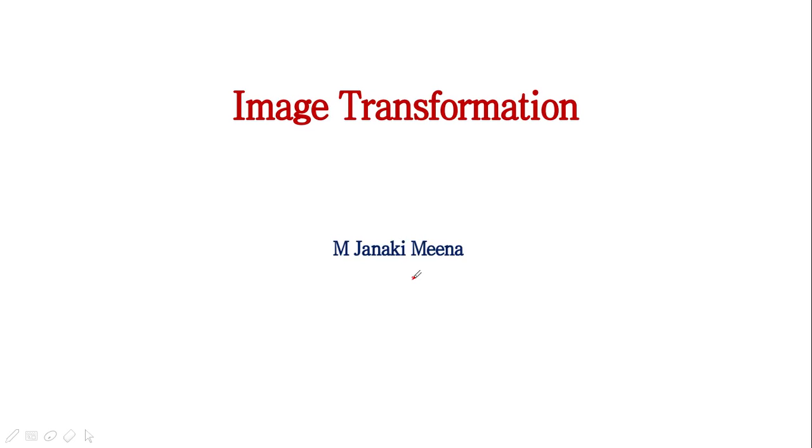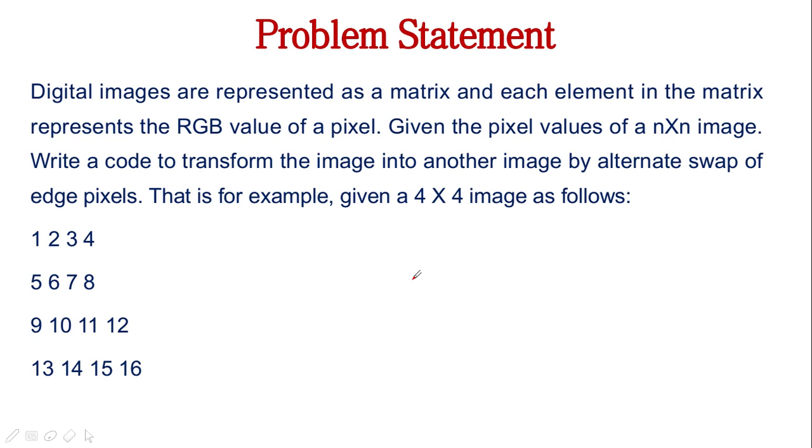Hi, in this video we are going to discuss how to solve the problem image transformation, which was given as POD on 24th November. So let us just recall the problem statement. When you look at digital images, they are basically represented as a matrix and each element in the matrix represents the RGB value. When you look at the colored image, the colors are a combination of red, green, blue. That is how it is internally represented.